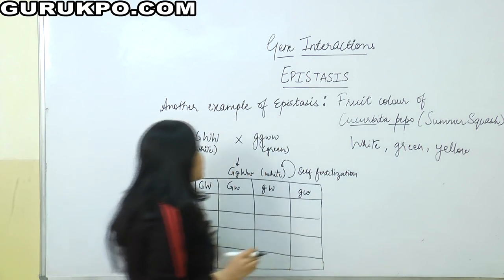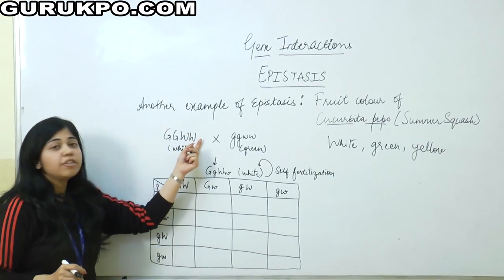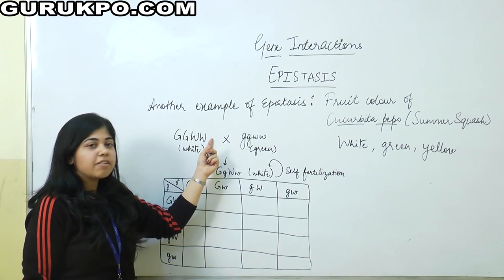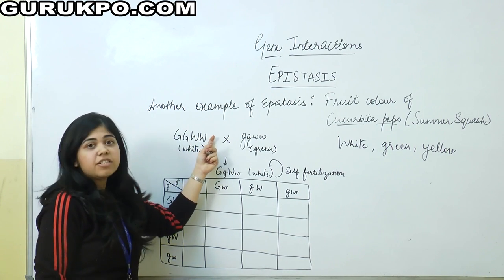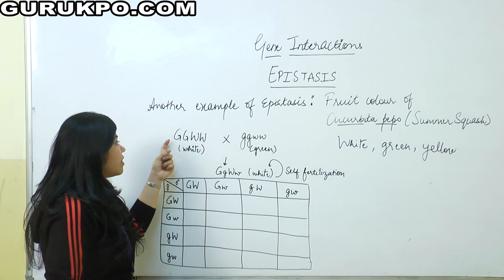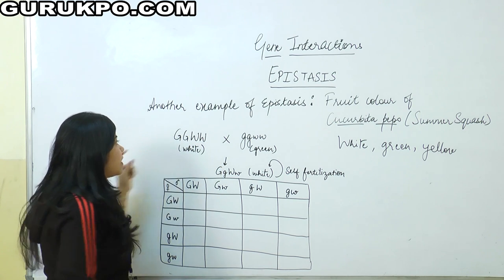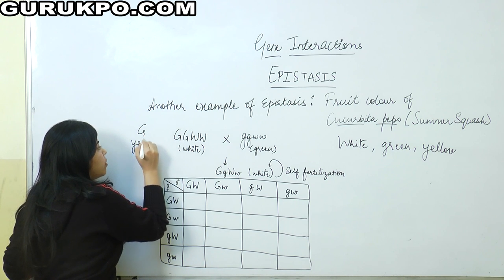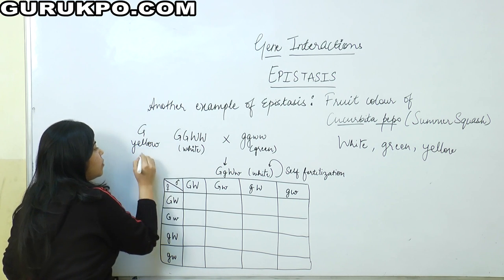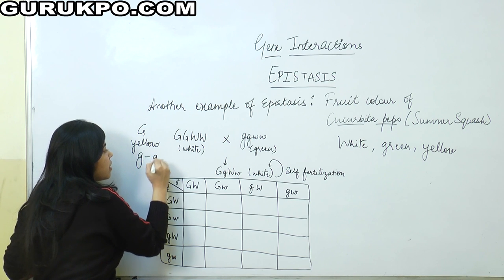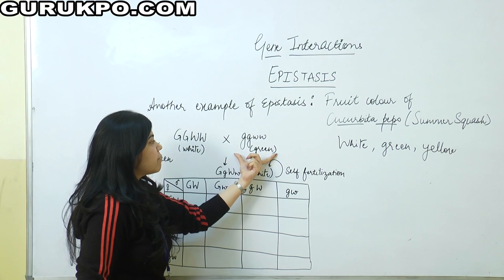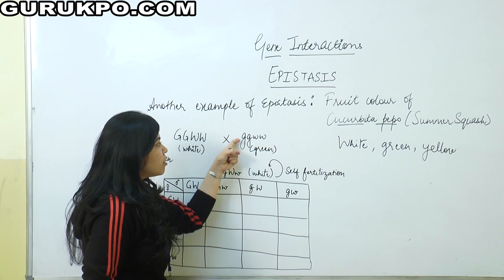See, what happens is the white is governed by the dominant gene, which is W. So like the inhibiting gene in the fowl example, this white gene will be masking this green or yellow gene. Now this capital G codes for yellow, and the small g denotes green. So what happens is this genotype will be green due to the small g.